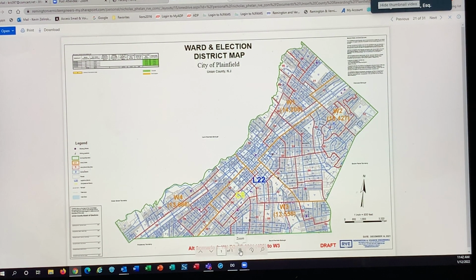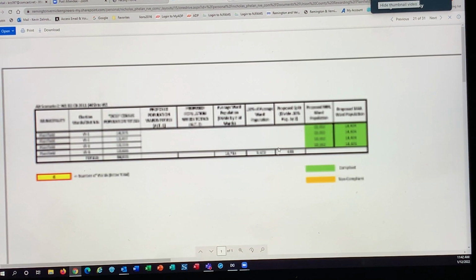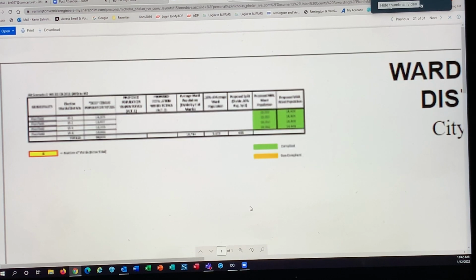Yeah, no, I'm sorry, I had the wrong piece of paper in front of me. Okay, so I'm going to zoom in here. I'm sorry, I'm moving on to scenario 2, the next one, if that's okay with the commissioner. Yes.